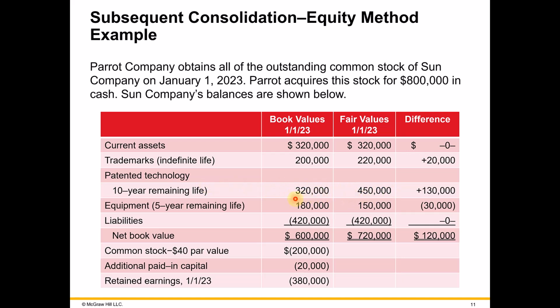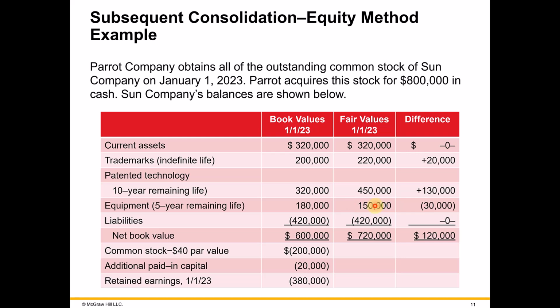On the books of the sub, 320, but we think it's worth, on that purchase date, acquisition date, 450. So 130 more of cost has to be allocated to the patent. And because it has a definite life, we're going to amortize that amount over this 10-year remaining life, or 13,000 per year.